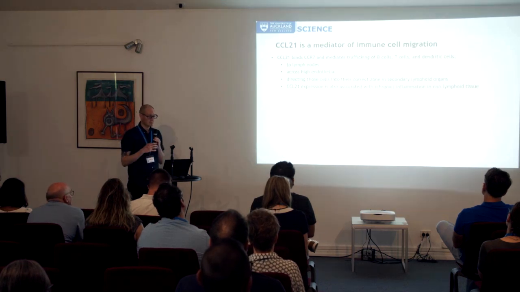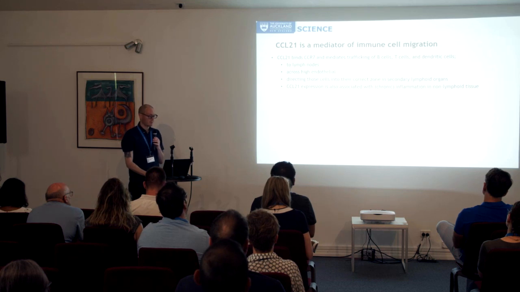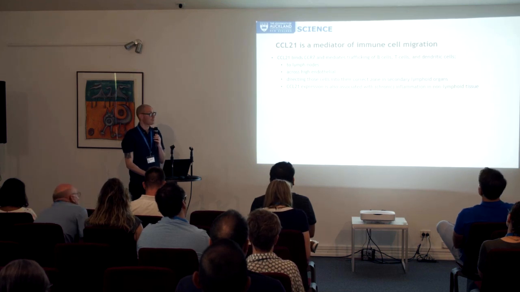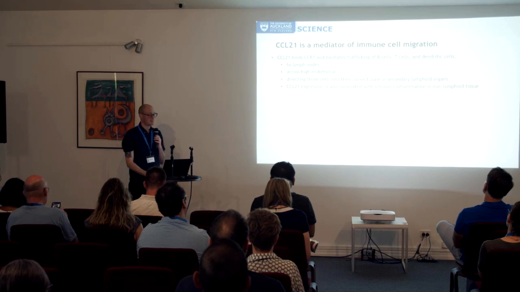So the next part of the research is focused on the chemokine CCL21, which is very important in trafficking of immune cells to the lymph nodes across high endothelial venules, directing those cells to the correct zone in the secondary lymphoid organs, and it's also associated with chronic inflammation in non-lymphoid tissue.